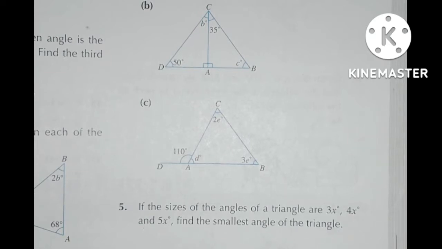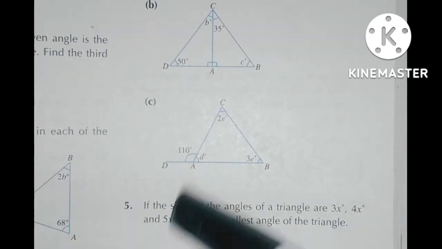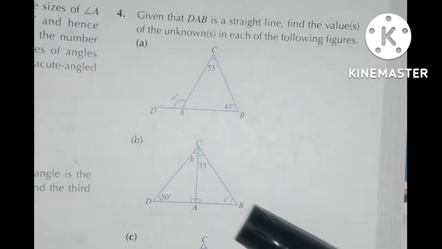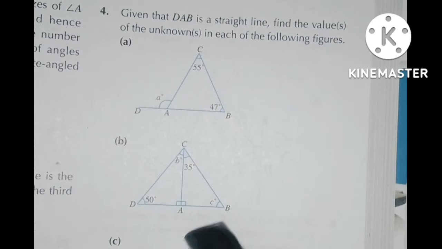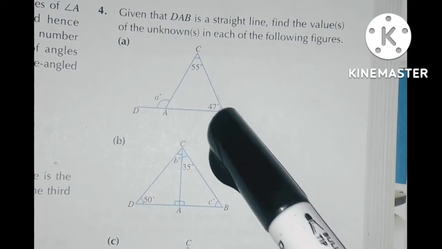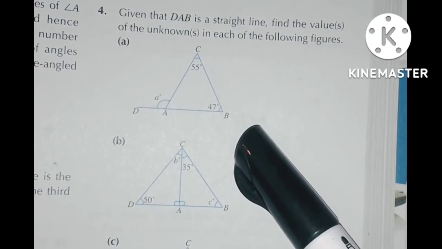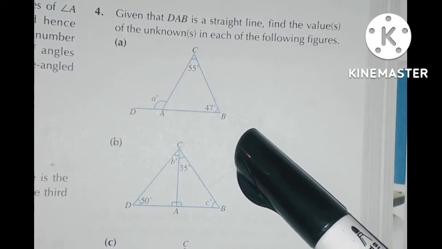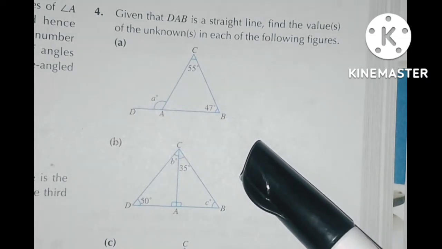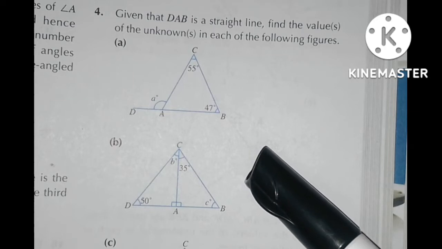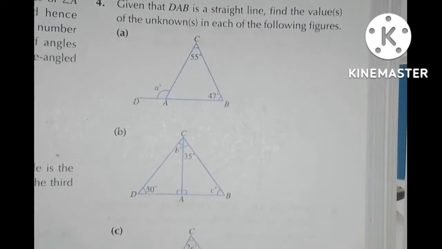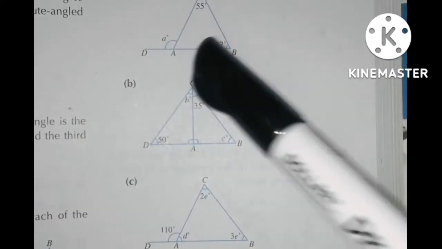The question we are doing right now is 11A, question number 4, part C. Previously we have done the A part and B part of the similar question, question number 4, A part and question number 4, B part. In those two parts, we have learned how we can use the exterior angles and interior angles of a triangle to find the values of the unknowns. So we have the C part, which is also very simple, like the previous two questions.